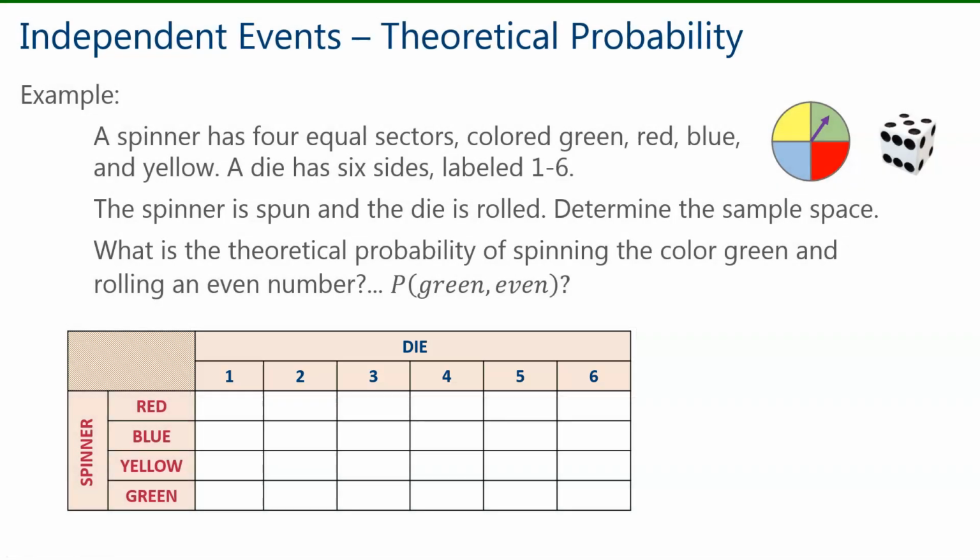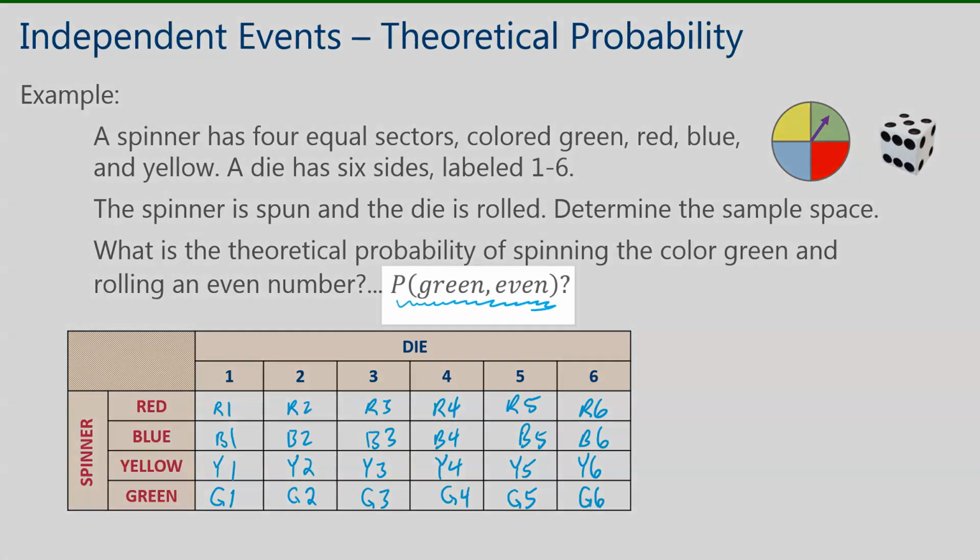In using our table, it is relatively easy to determine all of the possibilities. I have red and a 1, red and a 2, red 3, red roll a 4, spin a red roll a 5, spin a red roll a 6. And I will complete the table in this manner. And in my final row, I can spin a green, roll a 1, spin a green, roll a 2, spin green, roll a 3, spin green, roll a 4, spin green, roll a 5, or spin green and roll 6. That's our sample space.